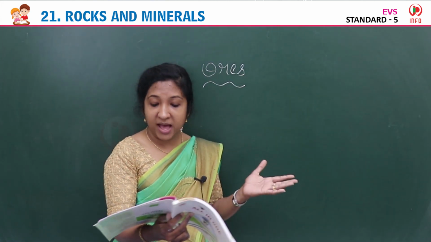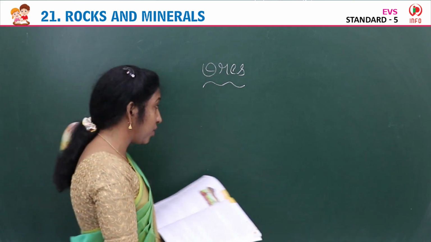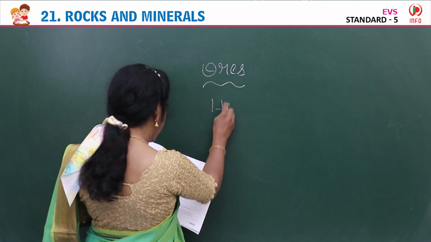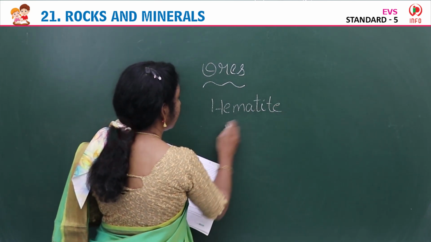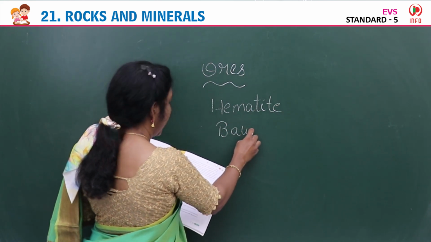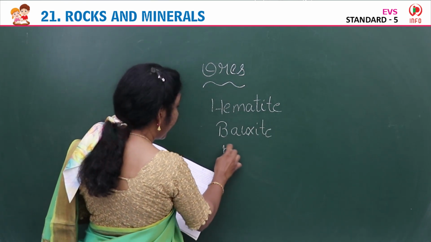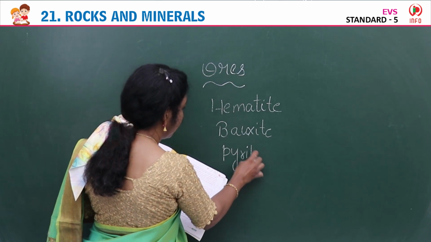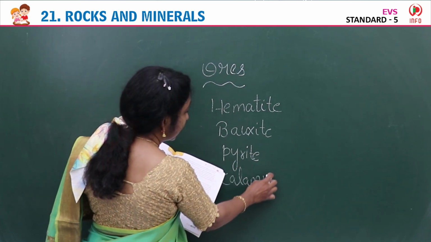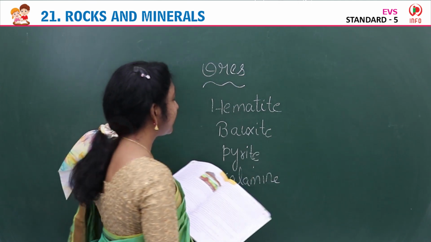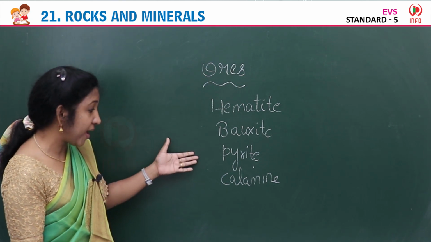Examples of ores are hematite, H-E-M-A-T-I-T-E; bauxite, B-A-U-X-I-T-E; pyrite, P-Y-R-I-T-E; and calamine, C-A-L-A-M-I-N-E. These are all examples of ores: hematite, bauxite, pyrite, calamine.